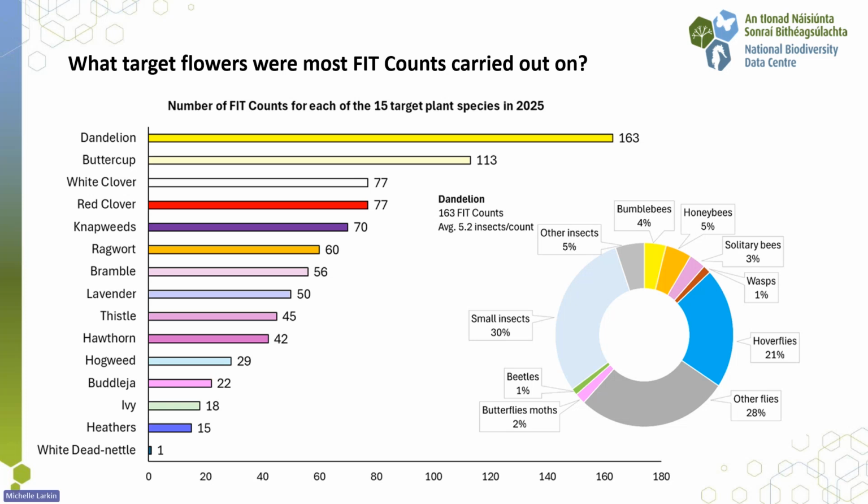And again, to break down the dandelion visits, the majority are actually flies and then small insects, which makes sense because dandelions have a nice open floral structure. It's easy to access the pollen and nectar for insects that might have shorter tongues or shorter mouthparts, compared to, let's say, some bumblebees that have longer tongues and can visit more tubular flowers.